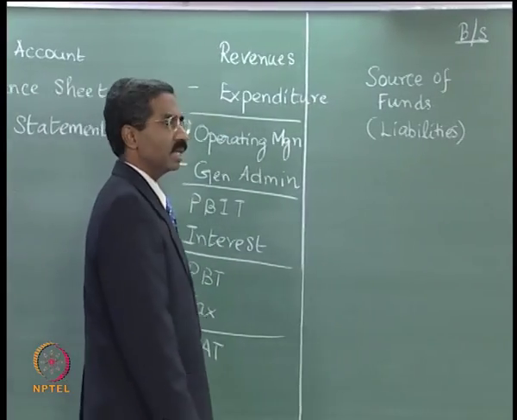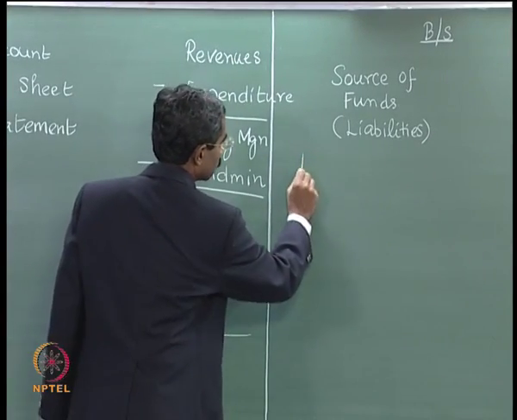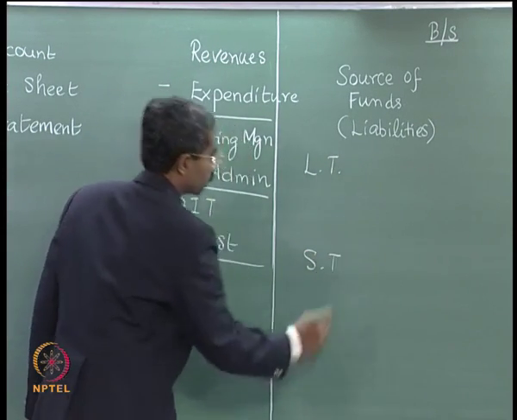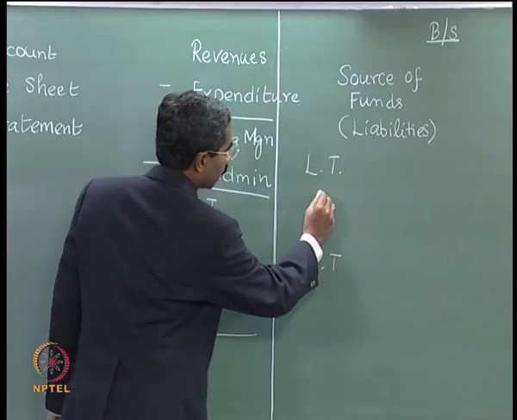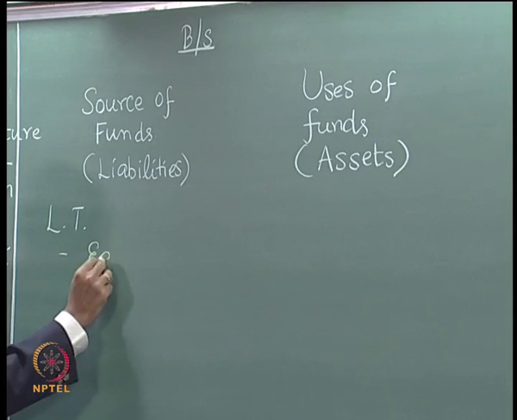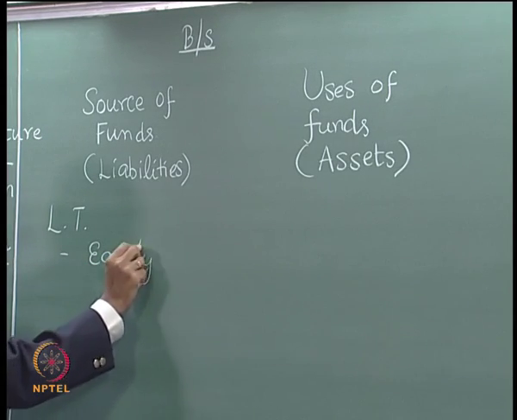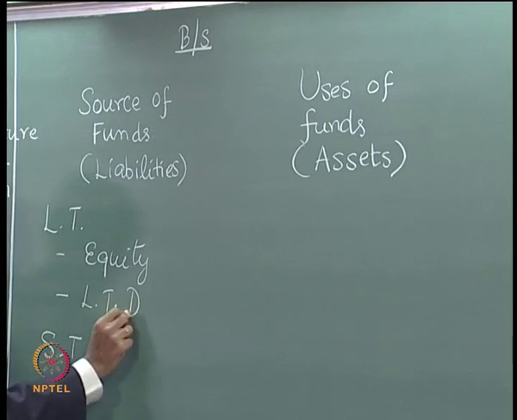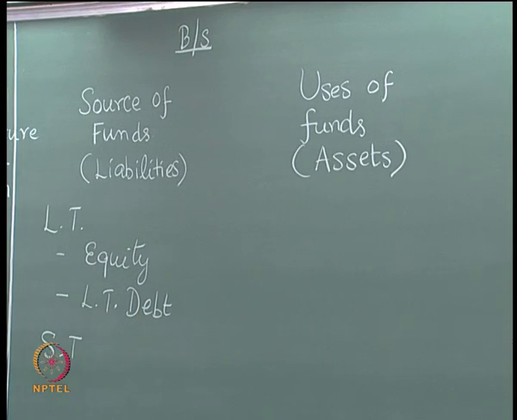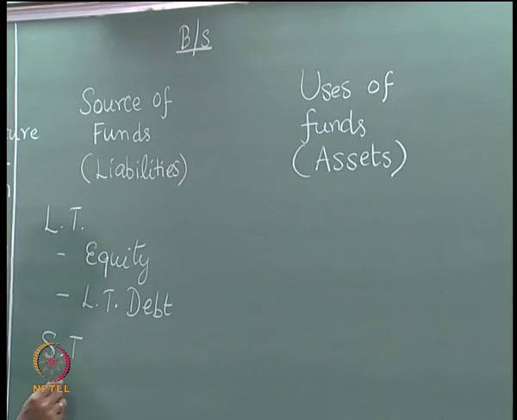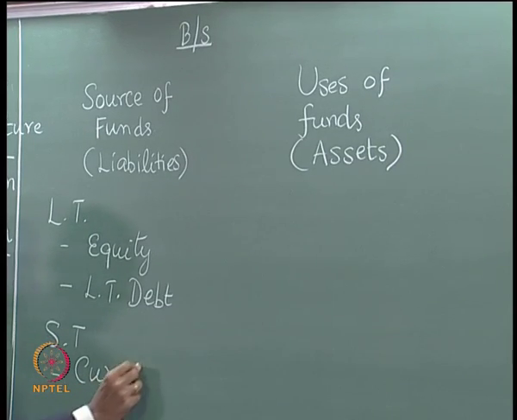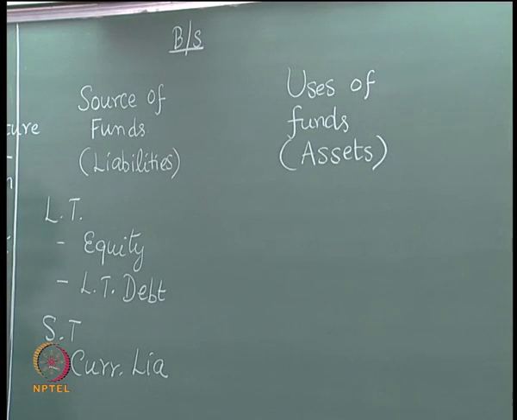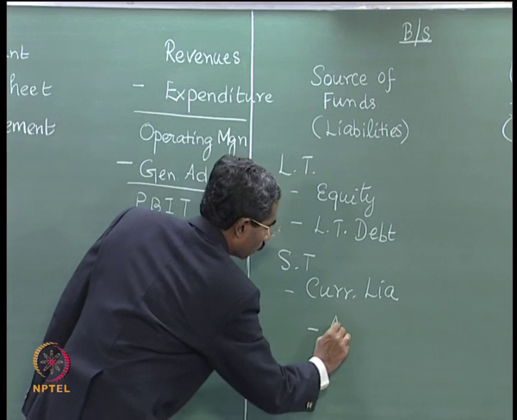Now liabilities can be classified into two forms. One is your long term liabilities, and you have short term liabilities. In long term liabilities we have what is called your equity, and then you have your long term debt. Short term liabilities are essentially what is called your current liabilities. Current liabilities contain various items, the principal among them being accounts payables.